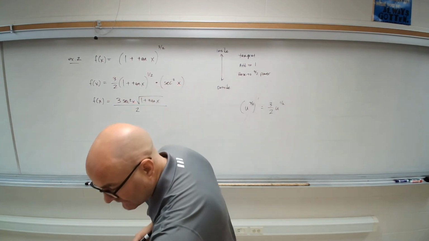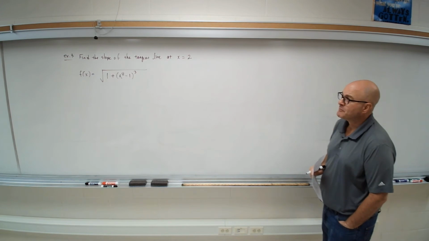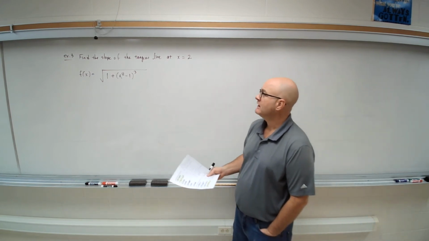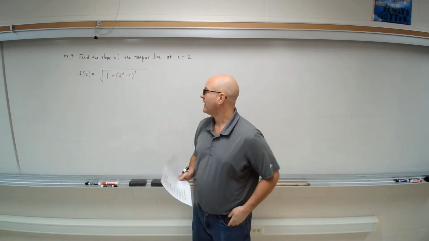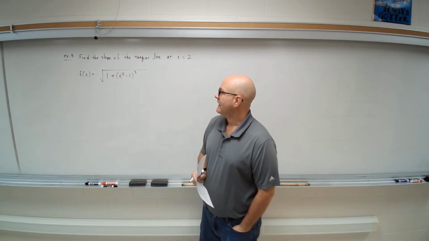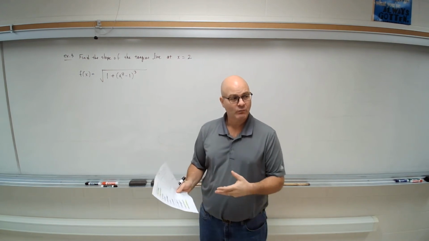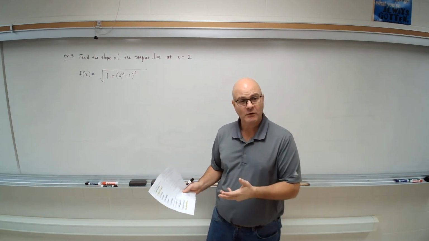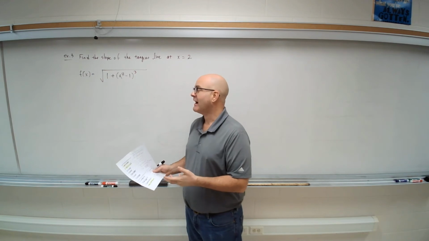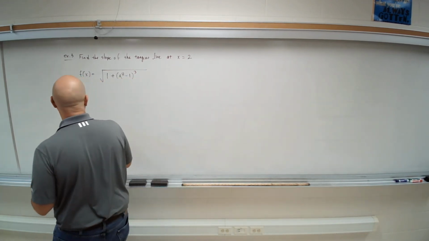So, for our last example here, find the slope of the tangent line at x equals 2. We have f of x equals the square root of 1 plus the quantity x squared minus 1 cubed. So we have to figure out what order things are happening in, and we want to work from the outside in. I do know right away I'm not going to leave a square root there. I'm going to put everything inside of a 1/2 power.